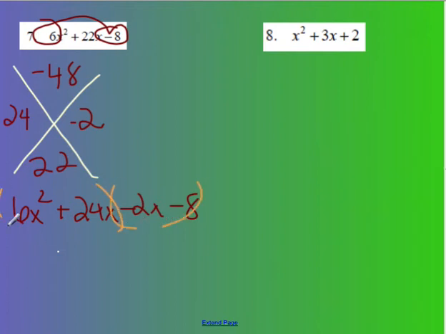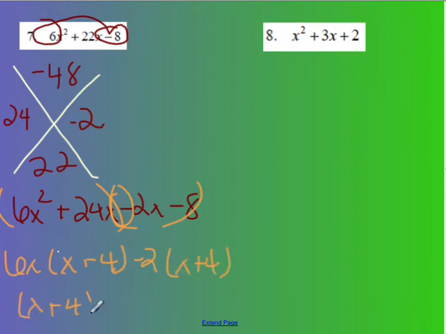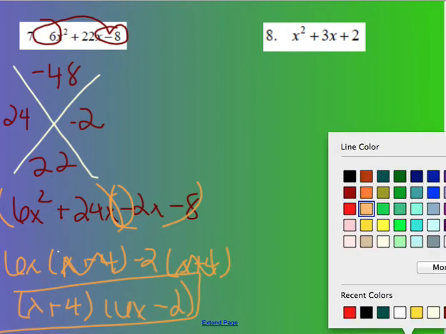Between 6x squared and 24x, you can take out a 6x, and you're left with x plus 4. Out of the second group, we're going to take a negative GCF because that's negative, and you're left with x plus 4. Then we're going to factor out x plus 4 and write what's left after that. So this is your final answer for number 7. Let's take a look at number 8.